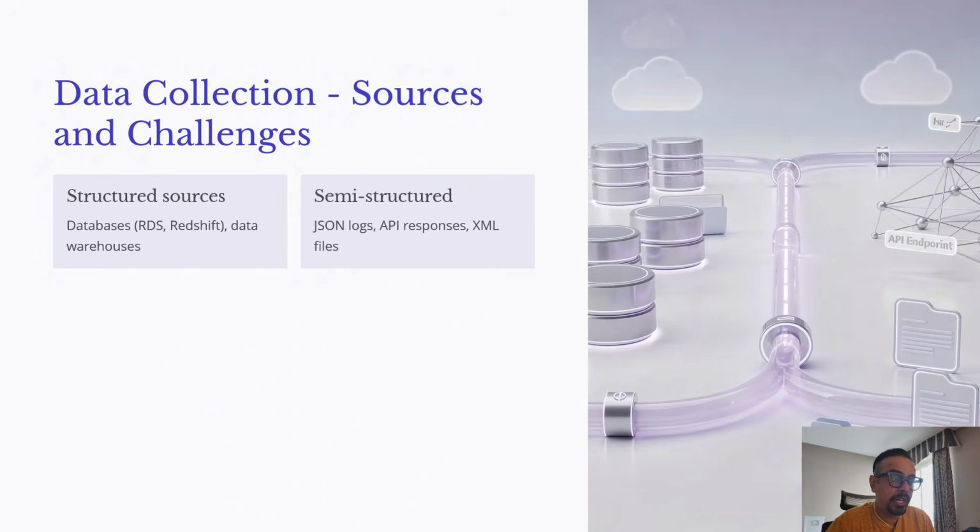Now, semi-structured data like JSON logs from your application, API responses, or XML configuration files have some organization but lack rigid schemas. You might get user activity logs as JSON where each event has different fields, or API responses where optional fields appear inconsistently. This requires more parsing and handling of variable structures.